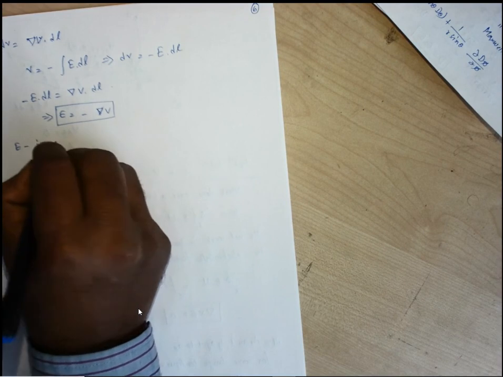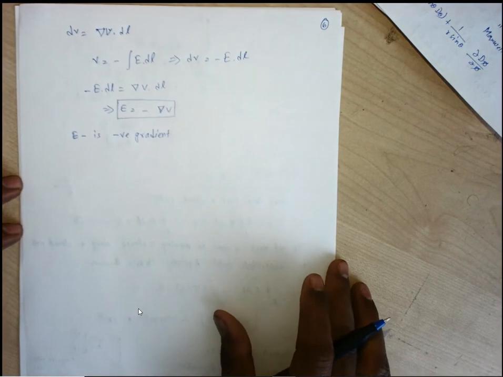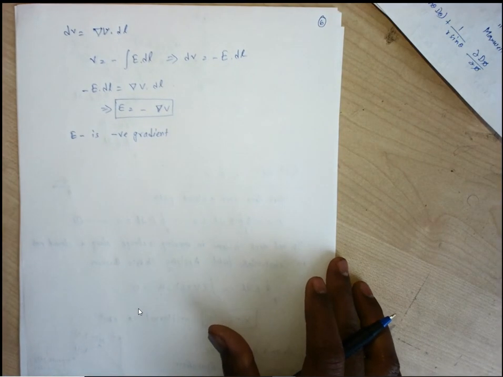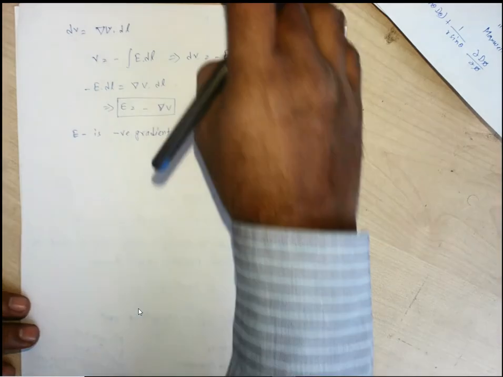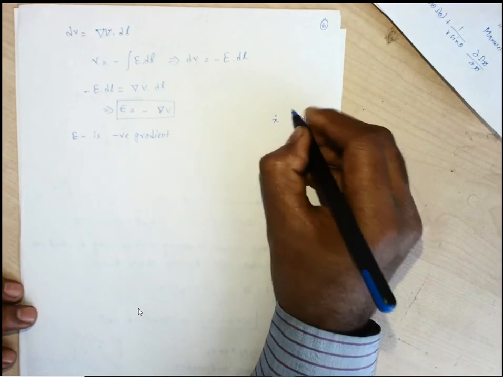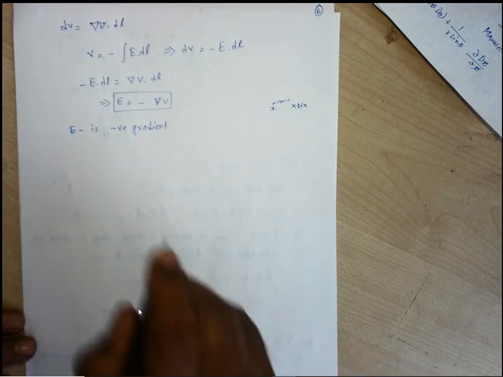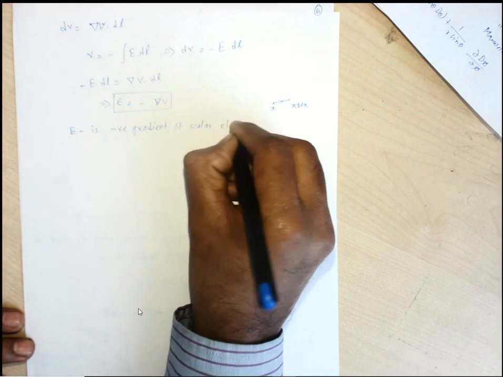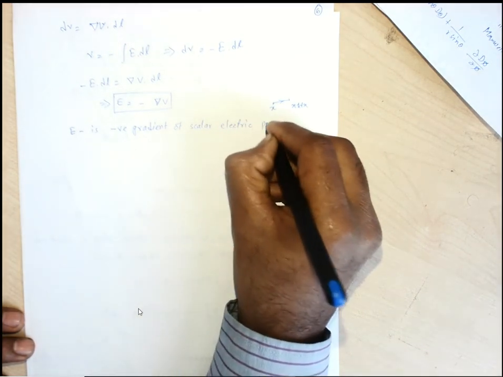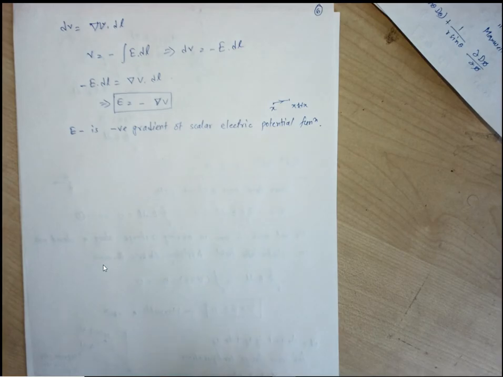E is the negative gradient. Gradient is the differential amount of increase, or spatial rate of increase, of any quantity. Let us consider a quantity that is now at x; if at another point it is at x plus dx, then we can say that quantity is increasing, and that is known as the gradient. So E is the negative gradient of the scalar electric potential function. Okay, so after this we conclude for today.